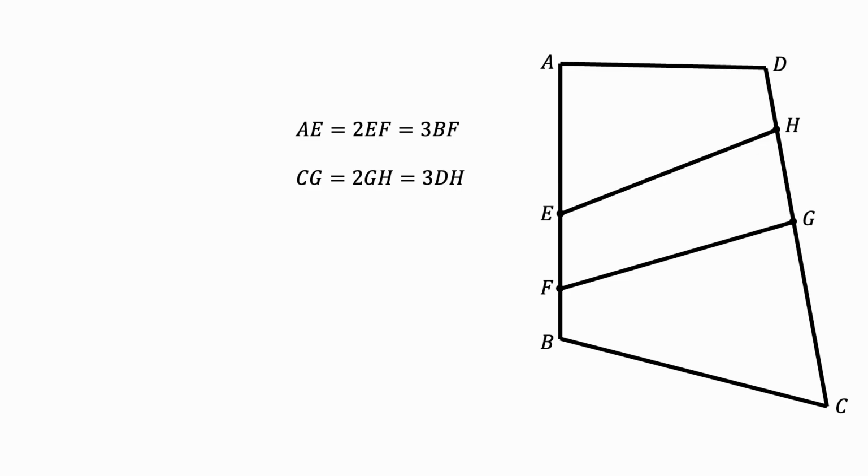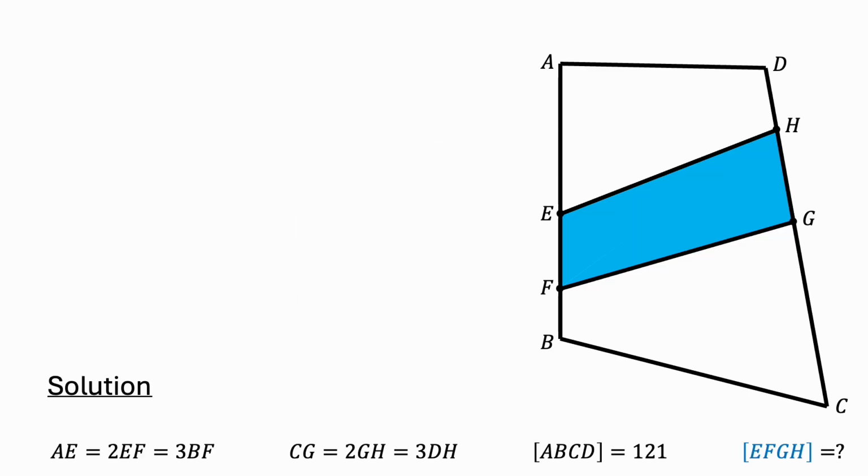Given that area of ABCD equals 121, the goal is to find area of EFGH, which is the area of this blue region. And now for the solution. First, join A to H, H to F, and F to C.